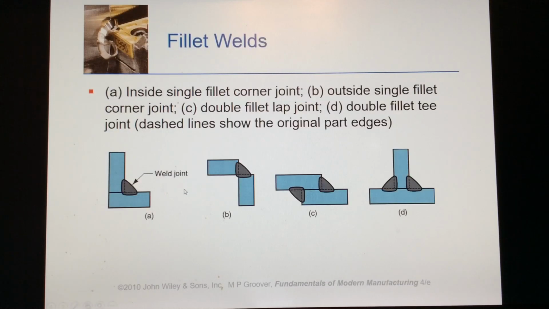And so here are some examples of these fillet welds at the different types of joints. Here's a nice single fillet at a corner. Here is the outside single fillet. Here's a double on a lap. And then here's a T-joint on both sides. We'll look at this geometry right here in detail a little bit later on.